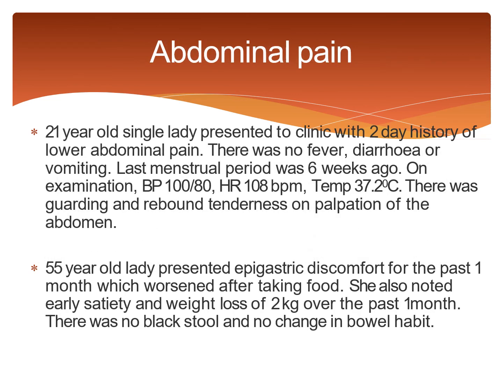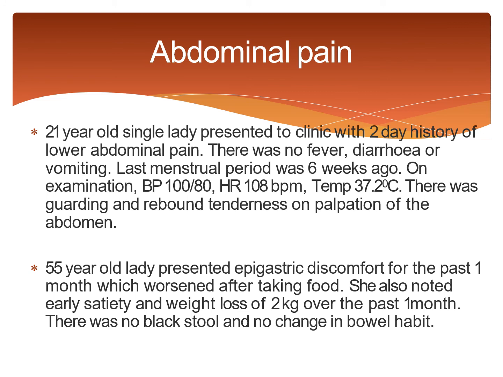This slide gives 2 case scenarios for abdominal pain. The first one, a 21-year-old single lady presented to clinic with 2 days history of lower abdominal pain. There was no fever, diarrhea or vomiting. Last menstrual period was 6 weeks ago. On examination, BP 100/80, heart rate 108, temperature 37.2, and there was guarding and rebound tenderness on palpation of the abdomen. What is this lady presenting with?